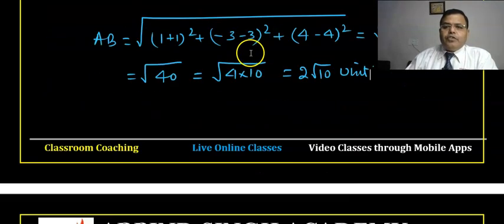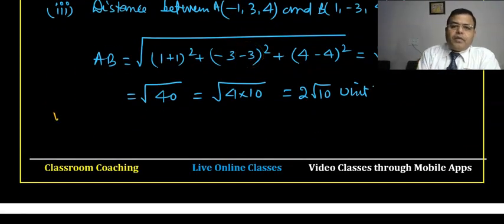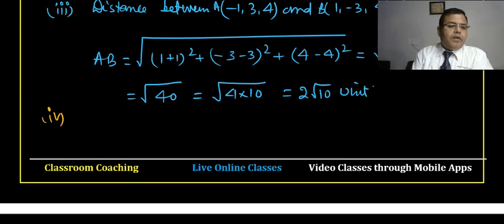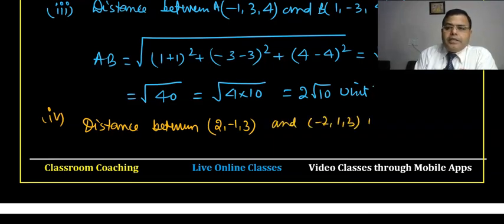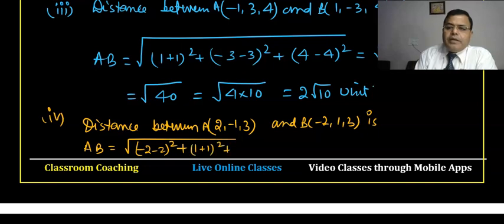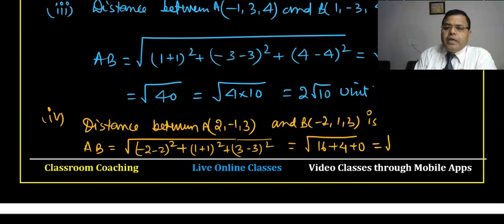You can write it. Now the next question is question number 4. Similarly, the distance between (2, minus 1, 3) and (minus 2, 1, 3) is given by, say this is A and this point is B, so AB is equal to under root minus 2 minus 2, whole square, plus 1 minus minus 1, that is plus 1 whole square, plus 3 minus 3 whole square. That will be nothing else but minus 4 whole square is 16, and 1 plus 1 is 2, 2 whole square is 4, plus 0, under root 20, that is 2 root 5 units. That will be the answer.